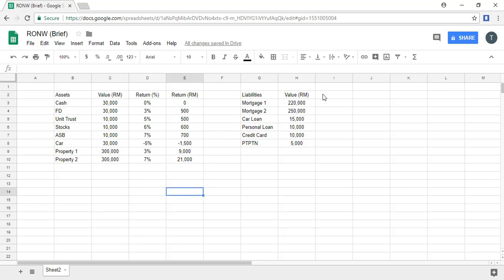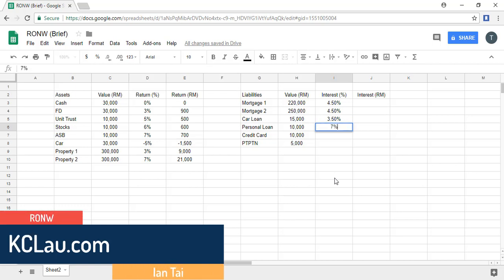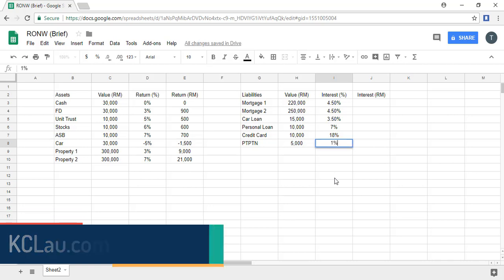And now let's work the same for liabilities. For liabilities, instead of returns, we may just want to put interest in both percentage as well as the ringgit amount. So for example, for mortgage 1 and 2, let's say your interest is 4.5%, and your car loan, let's say, is about 3.5%. I don't know. You just put in the figures which are relevant. Personal loan should be higher, credit card should also be higher, PTPTN should be lower.